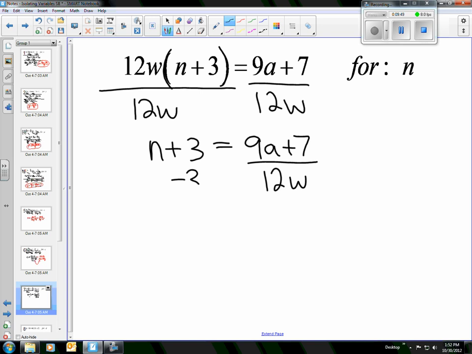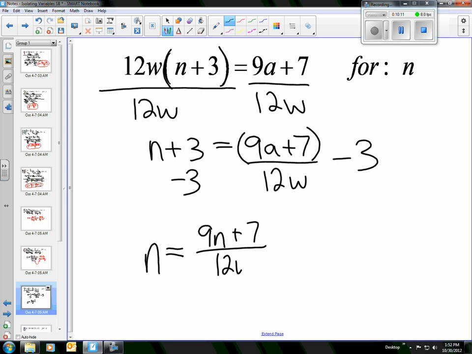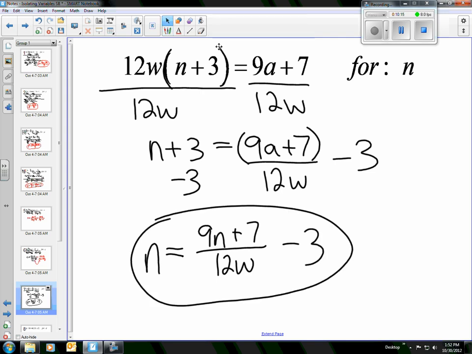Then we would subtract 3 from both sides. However, we don't subtract the 3 with the 7. That would be incorrect to say because, again, there's an imaginary set of grouping symbols here that we have to pay attention to. So that's grouped inside there before we subtract that 3. So our final answer is going to be 9a plus 7 all over 12w minus 3 as the final answer there.